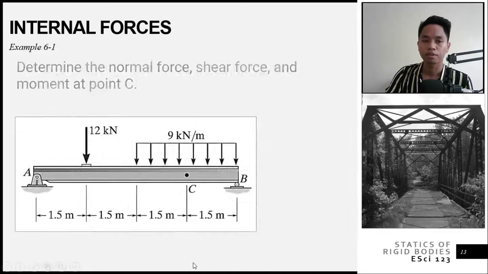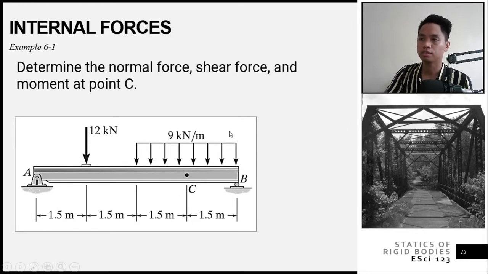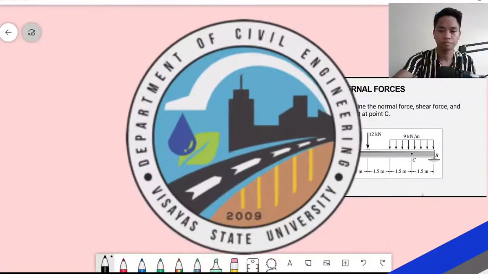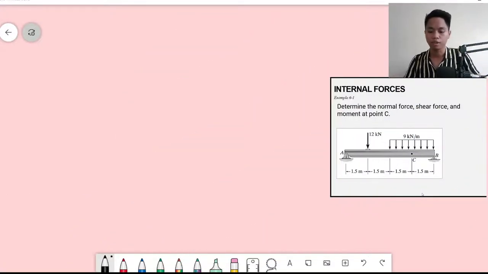For example, problem 6.1: determine the normal force, shear force, and the moment at point C. First step is we need to solve for the reactions. It should be easy for you to find the reactions.